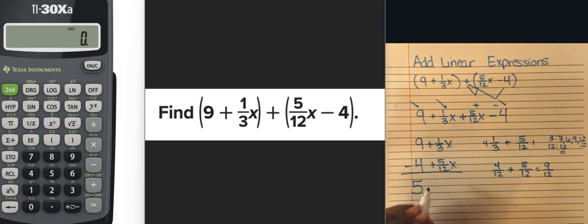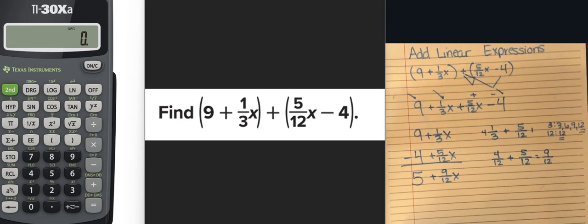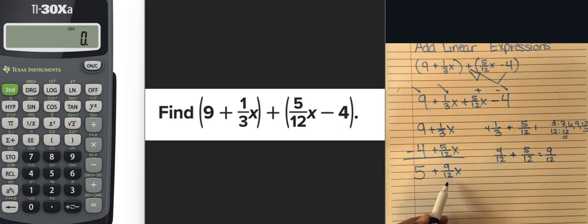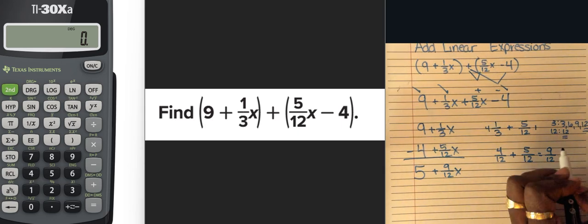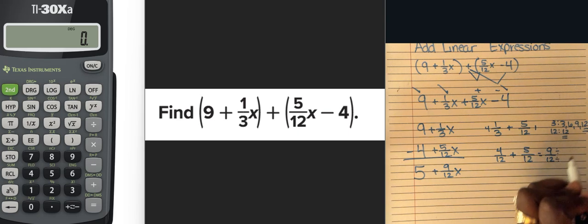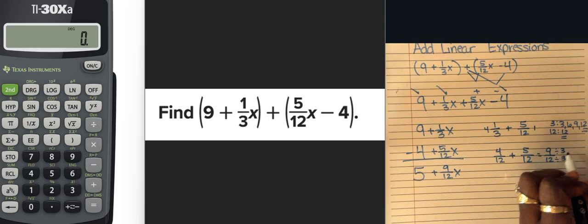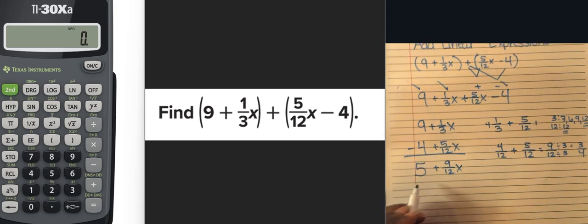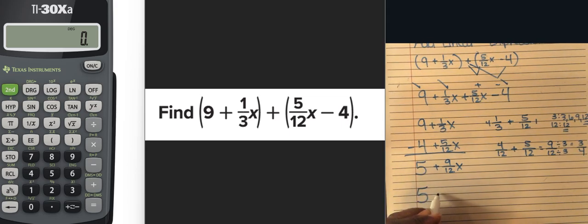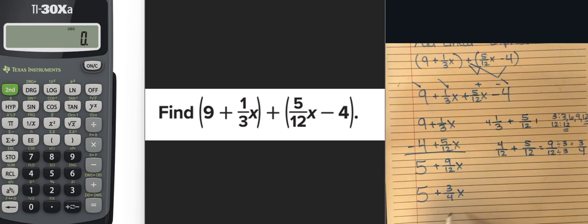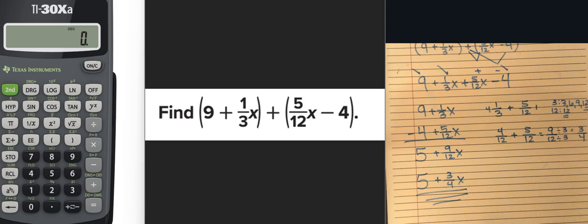Okay. So what we're saying here is that this is plus 9/12 x. But it's not in its simplest form, that 9/12, right? Because we know that our 9/12, we can divide both of them by 3. So if I divide them both by 3, then we end up with 3/4, right? So our simplified version is going to be 5 plus 3/4 x. All right. And this is your simplified expression.